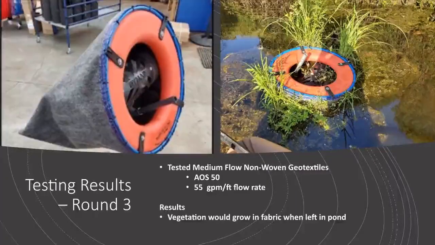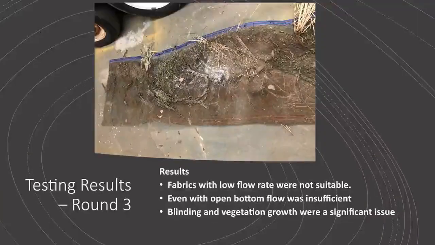For our third round of testing, we went with a non-woven geotextile in hopes that it would not blind off as quickly. This was a medium flow non-woven with an AOS of 50 and a flow rate of 55 gallons per minute per square foot. We had a surprising result in that vegetation began to grow in the fabric when it was left in the pond. We determined that this fabric with the low flow rate was not suitable. We also tested this by opening the fabric at the bottom to allow greater flow, but this was also insufficient. And the blinding and vegetation growth were obviously a significant issue with use of this material.